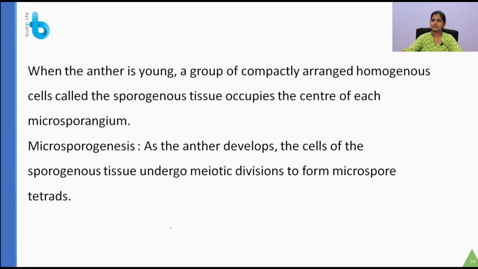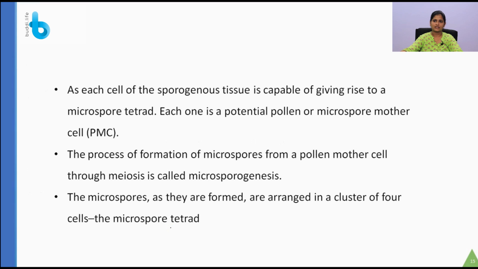When the anther is young, a group of compactly arranged homogeneous cells called sporogenous tissue occupies the center of each microsporangium. So what is microsporogenesis? As the anther develops, the cells of the sporogenous tissue undergo meiotic division, that is reduction division, to form what? Microspore tetrads, which I have already told you. These microspore tetrads will dehydrate and form the pollen grains, right?